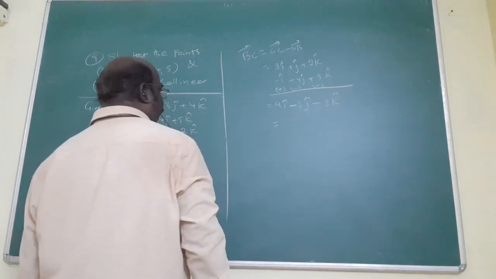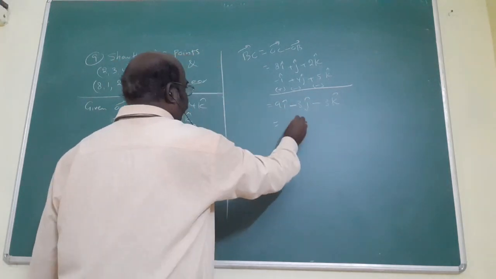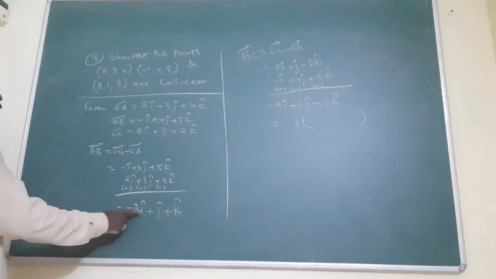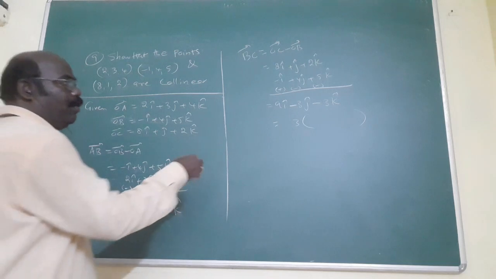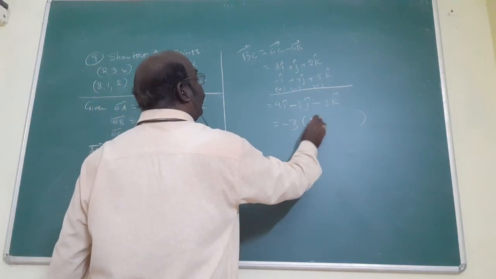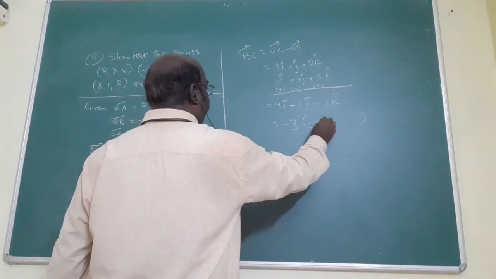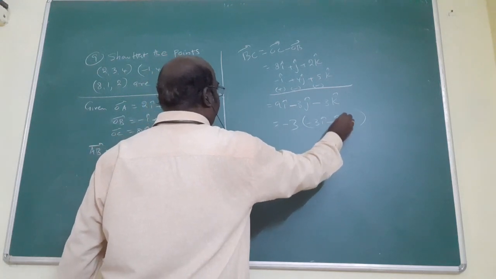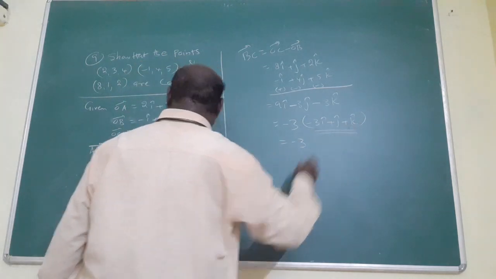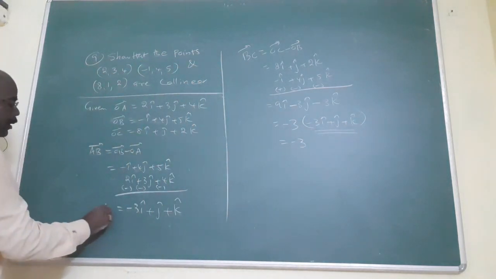And all of them have 3 common. Am I right? But what is it? Minus 3 i plus j plus k, no? You will take minus 3 as common. What is the answer? Minus 3 times (i plus j plus k). Part of the minus 3 into this is actually what? AB vector. What is that? This is AB vector.